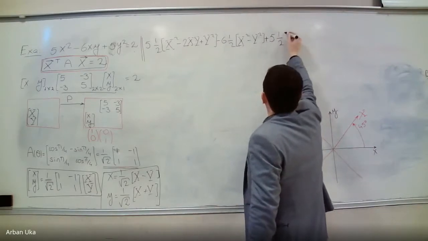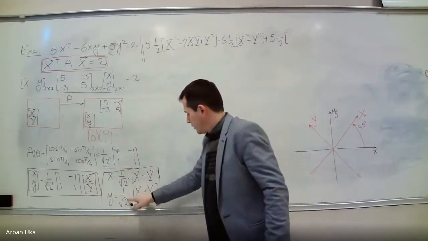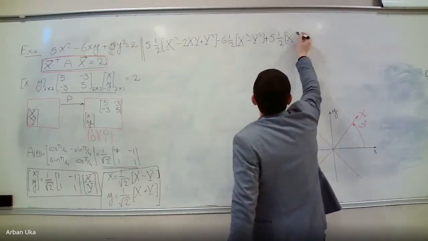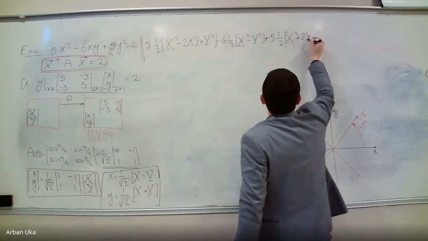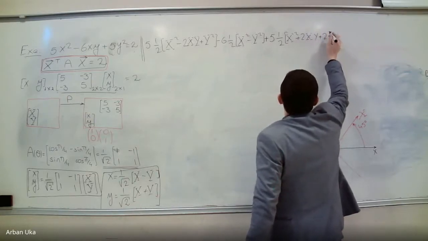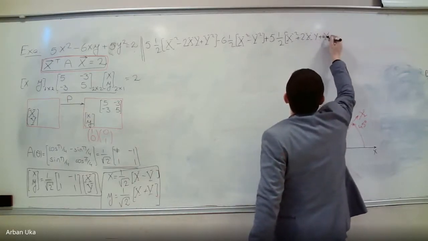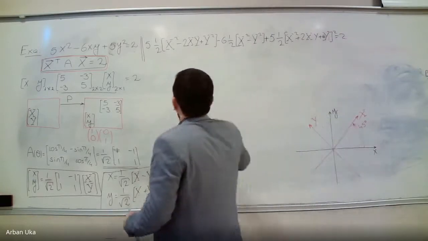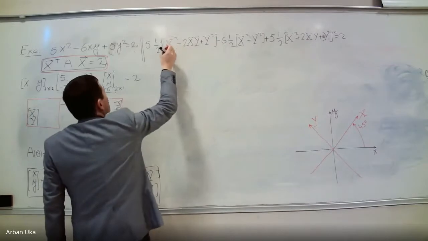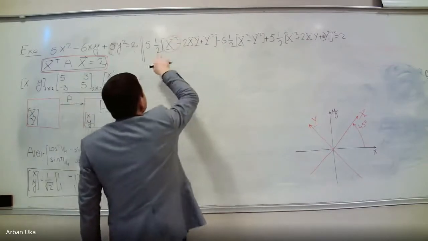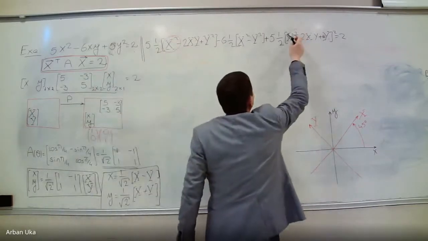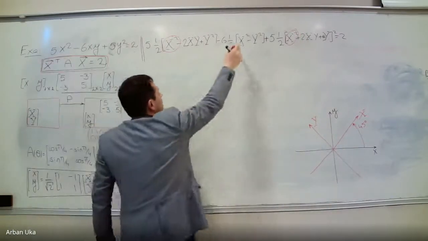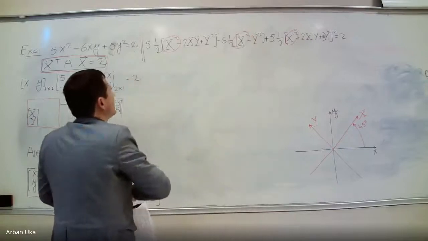Then we get plus 5y squared: 5 times 1 over 2 times y squared. This is 1 over 2, x plus y squared. Expanding x plus y squared, we get plus 2xy plus y squared. This is all equal to 2. So let's gather the common terms. Here we get an x squared, which is 5 over 2 x squared plus 5 over 2 x squared. This is 5 minus 3 x squared, we get 2.